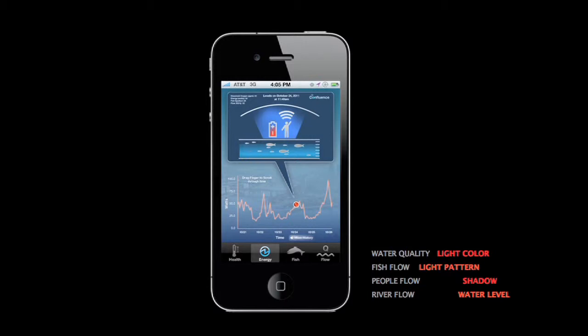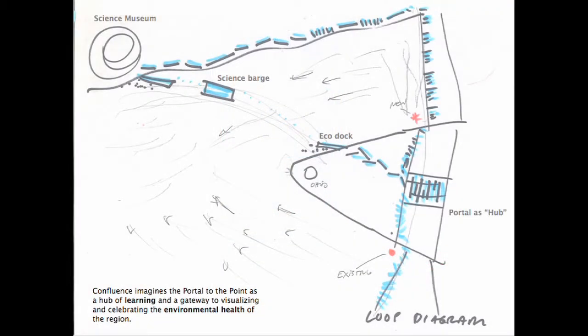So these are the things that we're measuring: water quality through light color, fish flow through the pattern, people flow through the shadow, and river growth through the water level. This was my first sketch, which showed how we're trying to loop and connect the portal to the point to the Carnegie Science Museum, which is one of the great attractors of the region, and how an eco-dock and a science barge, which we're proposing, could begin to regenerate and make the river and the water the new center of the landscape.